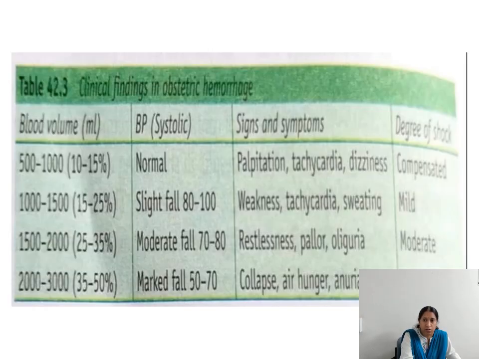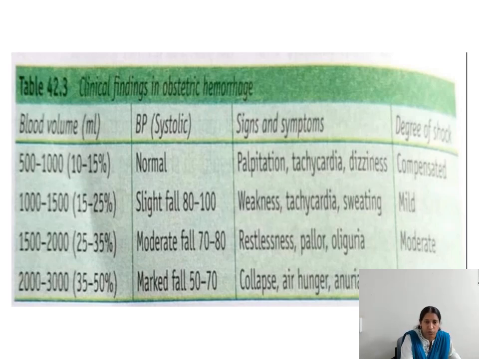So according to the blood loss, there is a classification. That is, if the blood loss is around 10 to 15%, it is normal with normal blood pressures and only palpitations, tachycardia and dizziness. The degree of shock is just compensated. It means the patient will start having mild symptoms.